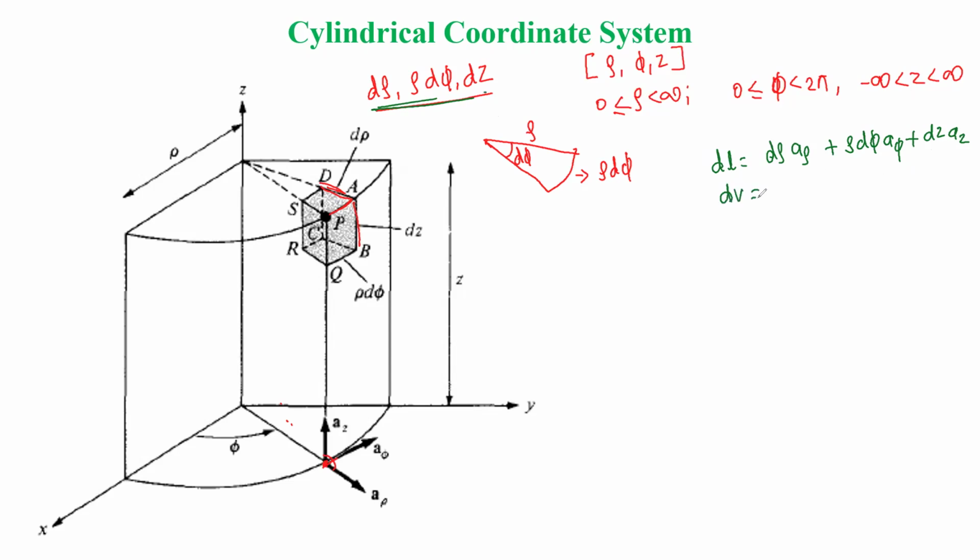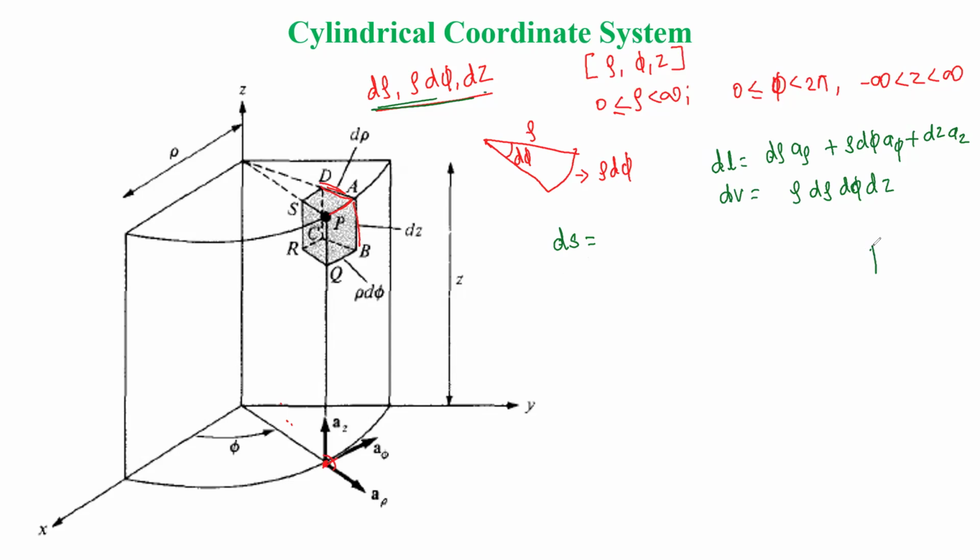Similarly, differential volume, what we'll get? Just product of this. All three are being multiplied here. So we'll get rho d rho d phi dz. That is the differential volume. Now it is about what will be the differential surface area. So now different dimensions you are going to take.